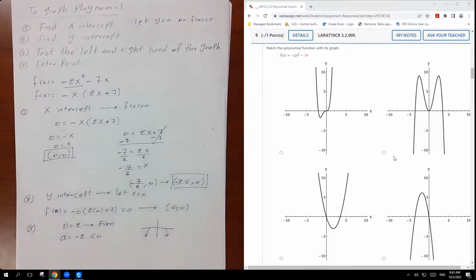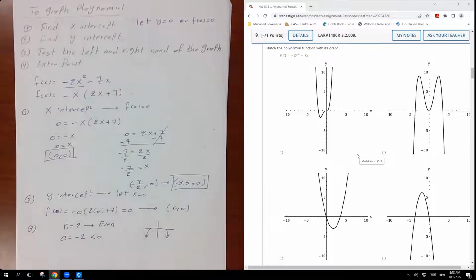So let's check. By just locating the third step, I already know both sides of the graph are going down. That means I can't choose this one because this is both sides going up. I can't choose this one because this is also both sides going up. My graph has both sides going down. So it could be this one, could be this one. Okay, so let's check the other options.